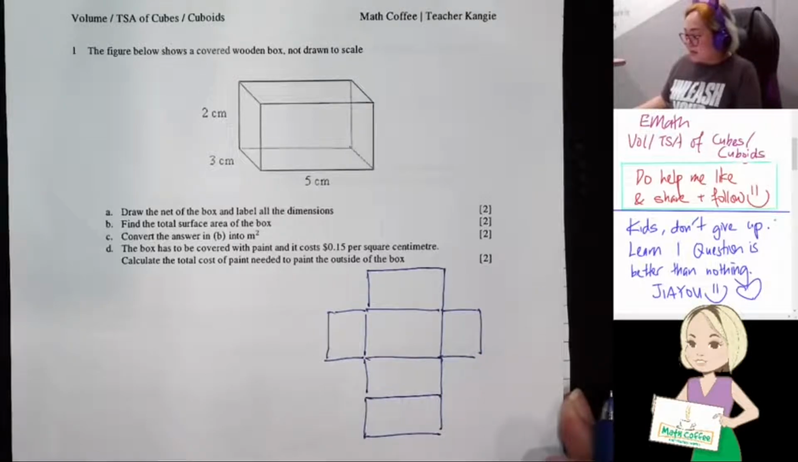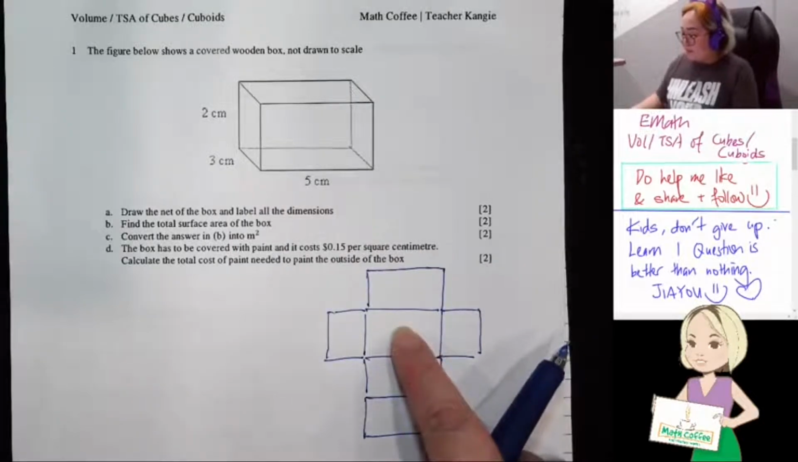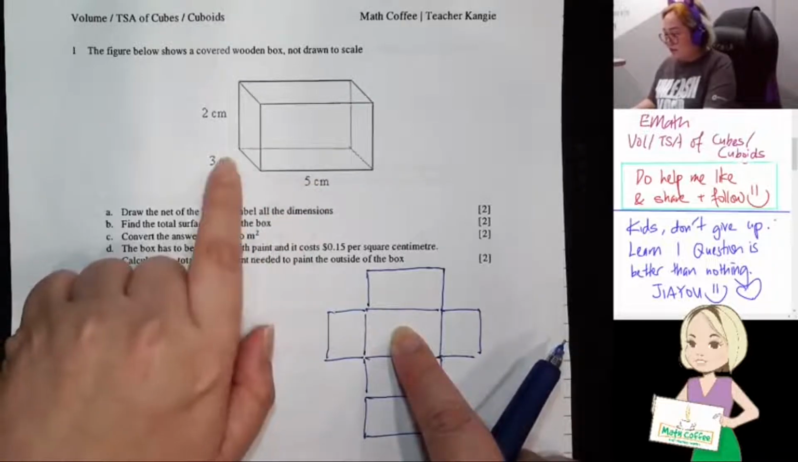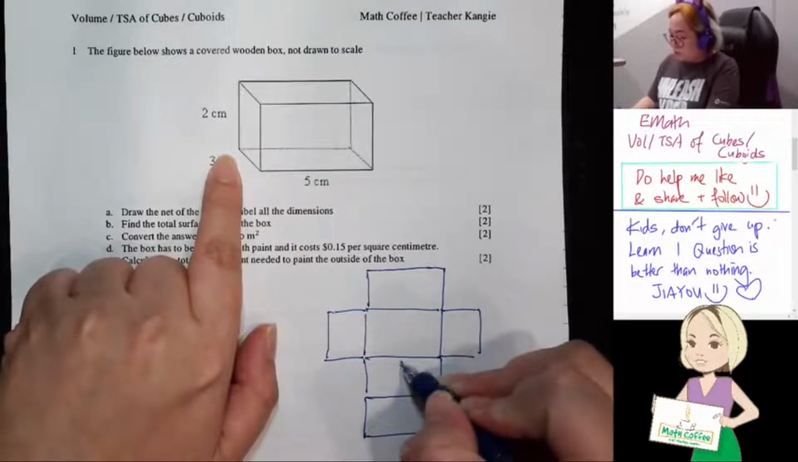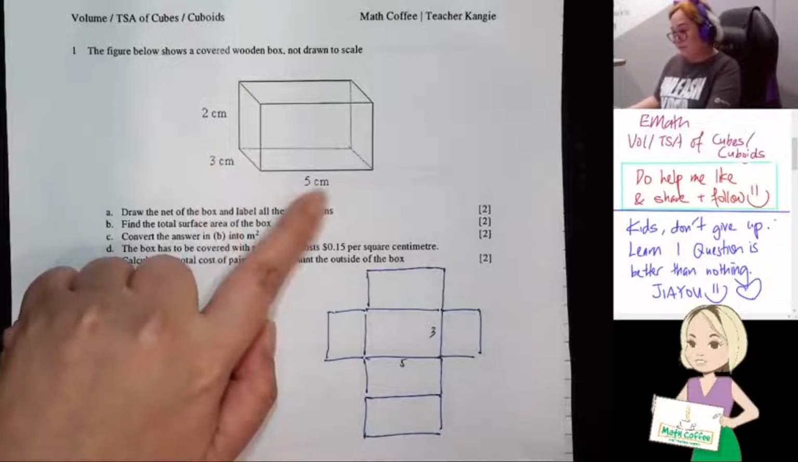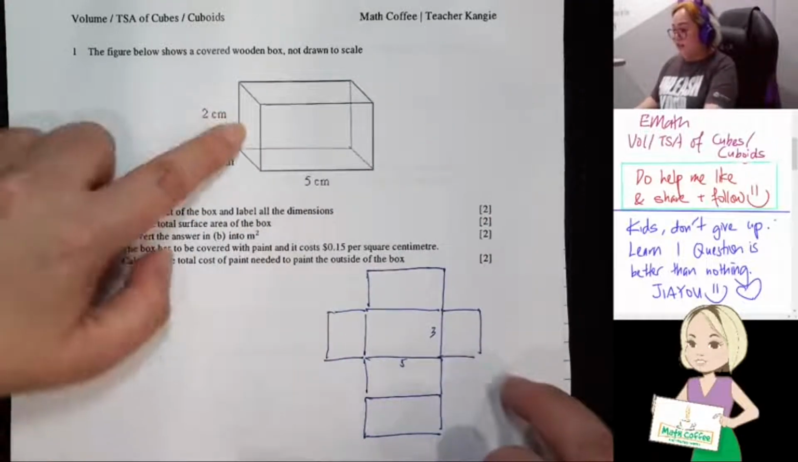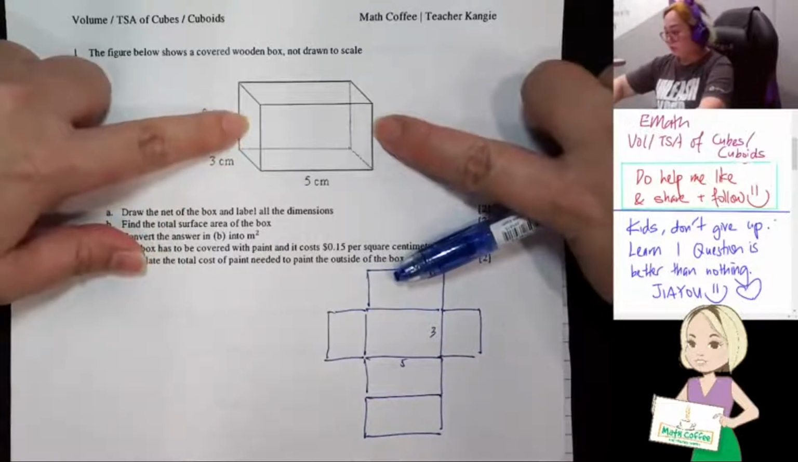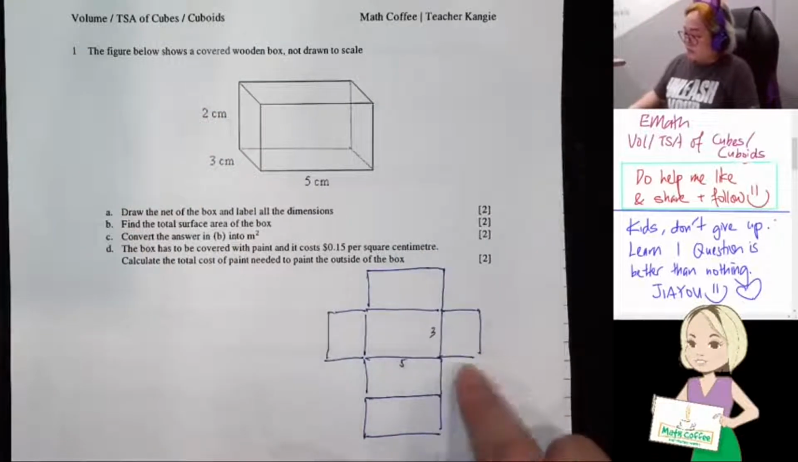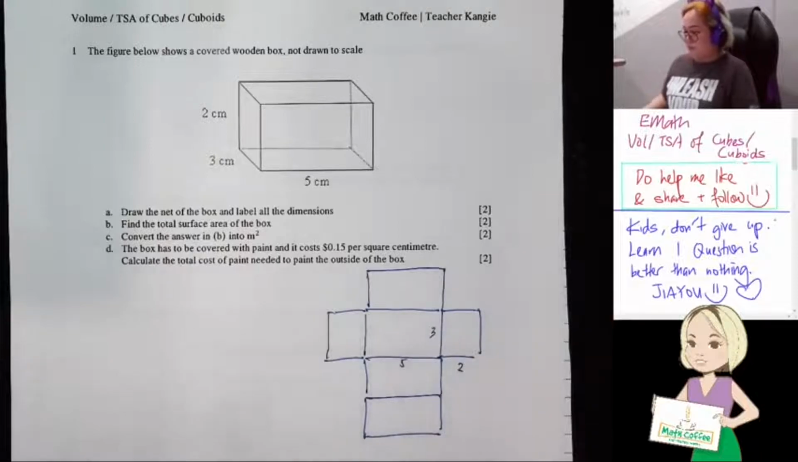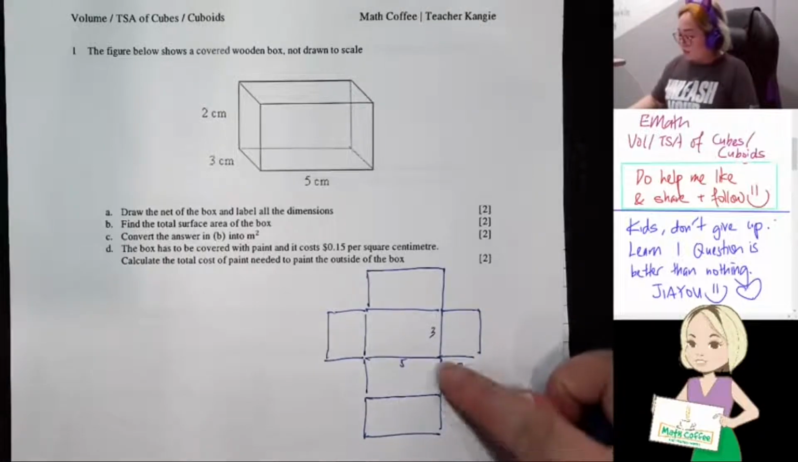But again, they want us to put in the dimensions. So this is my base. My base here is 5 and 3. So we know this one is 5 and then this one is 3. Okay, and then when you open up these two faces here, this is 3 and this will be 2. Okay, so over here, this is also 2.